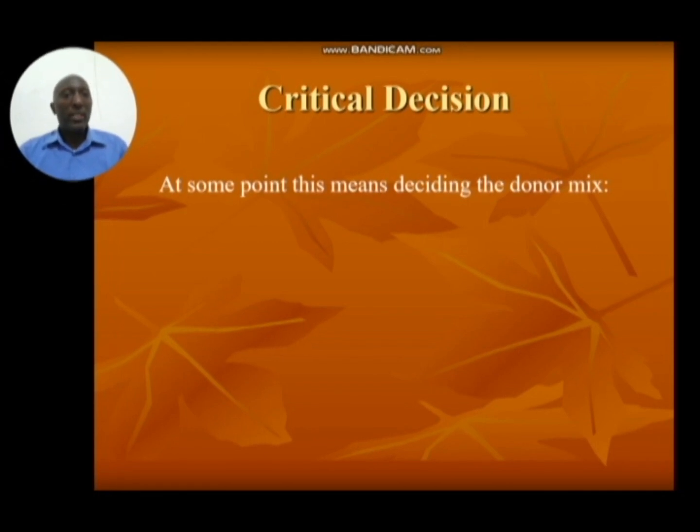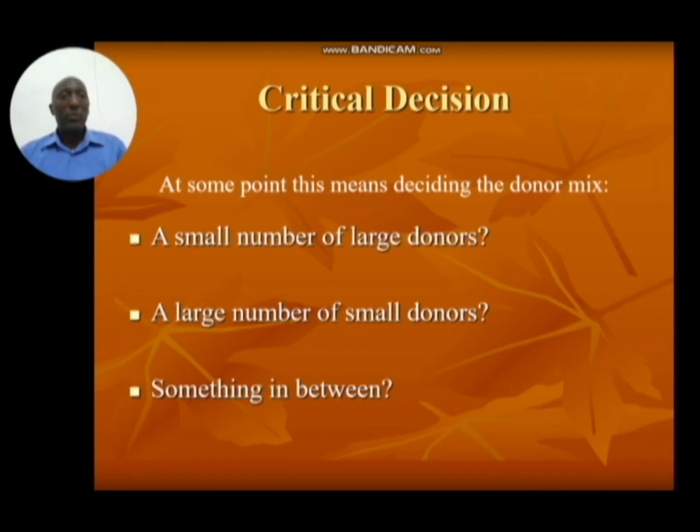At some point, this means deciding a donor mix. You need to make a decision. At what stage is your organization? Do you need a small number of large donors? You have two or three, but they can give a good substantial amount that will make your organization survive and be sustainable. Or you need a large number of small donors who will give like $50, $10, $5, or something in between. These are decisions that you need to make, which will support you to do donor management.